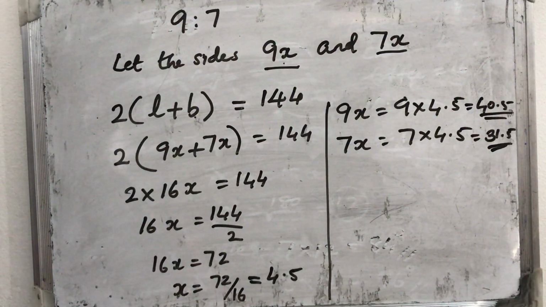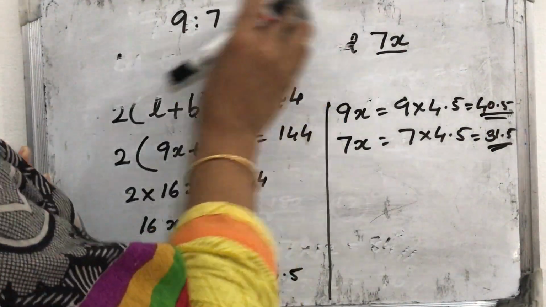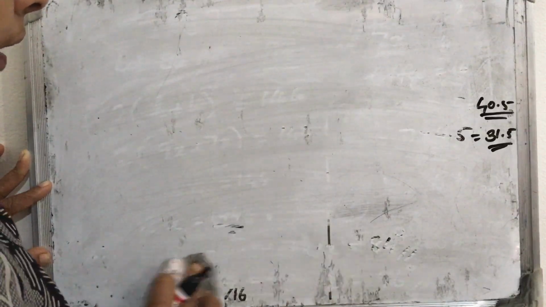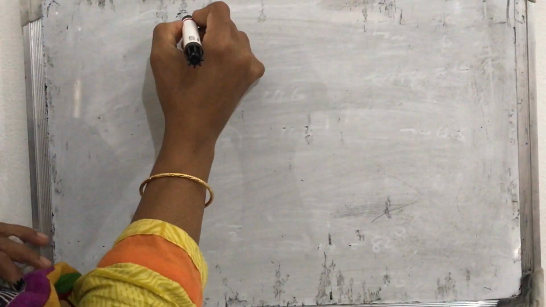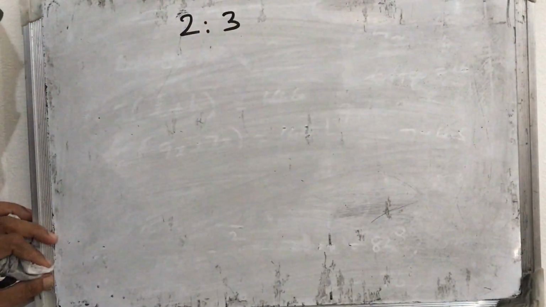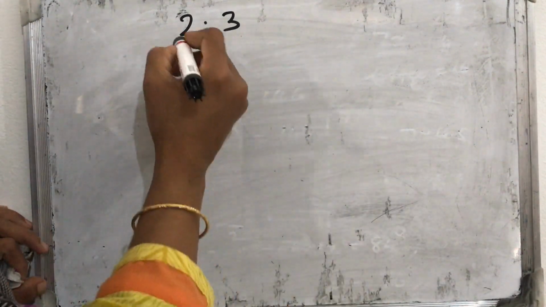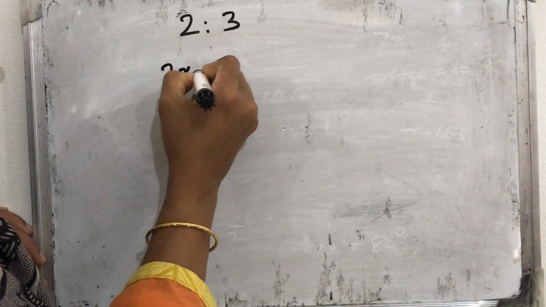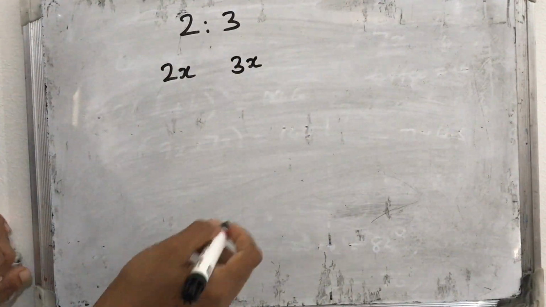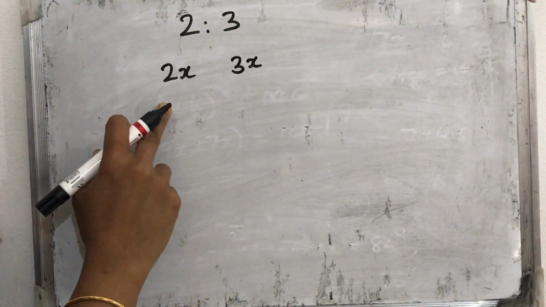The sides of a rectangular piece of paper are in the ratio 2:3. If the area is given 150 square centimeter, find the length of its sides. Okay, here the ratio is given 2:3. So the sides, how we can take? Here also the shape is rectangular piece. So the sides we can take it as 2x and 3x. Okay, here length will be 3x and breadth will be 2x.